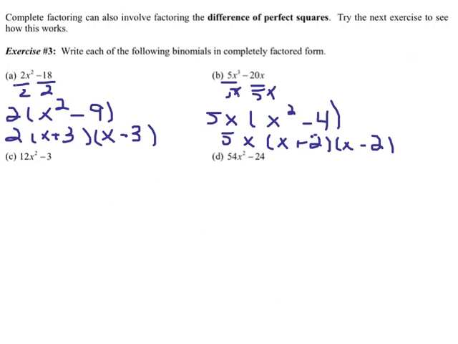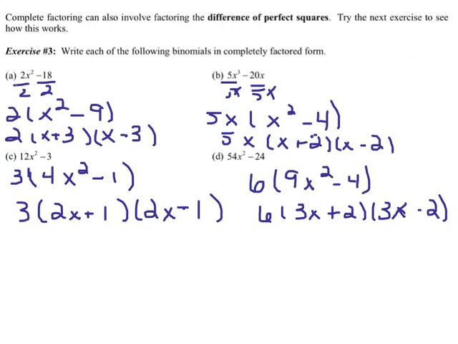Now pause the video and try part C and D on your own. Alright, you should have gotten 3 times 2x plus 1 times 2x minus 1 for part C, and 6 times 3x plus 2 and 3x minus 2 for part D. Now we're going to go on to exercise 5 now.